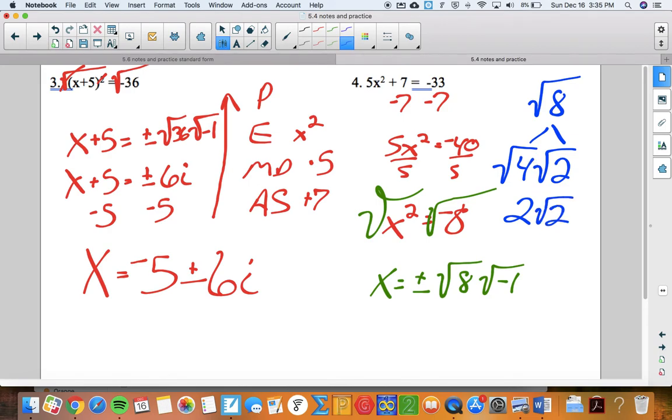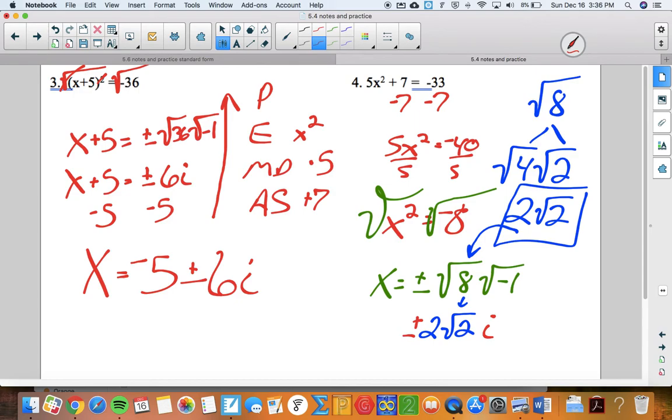And so this, I'm not boxing that because that's not the answer. That is equivalent to the square root of 8. So the square root of 8 is 2 root 2. In front of that, I have a plus or minus that I'm bringing down. And then don't forget about the square root of negative 1. That's just i. So there we are.